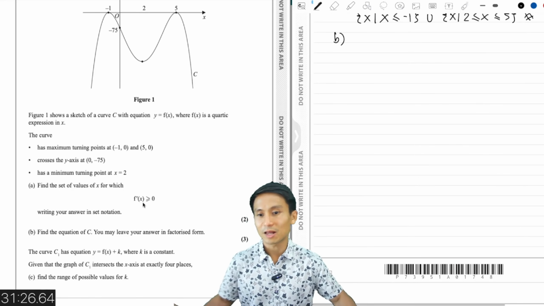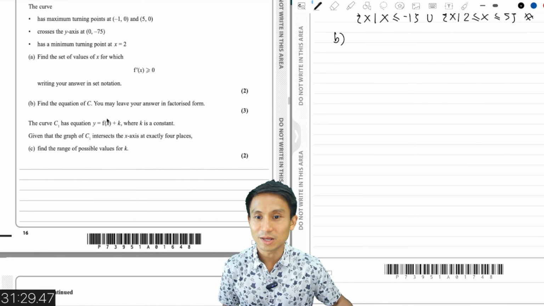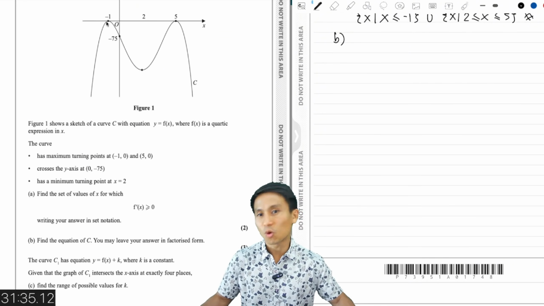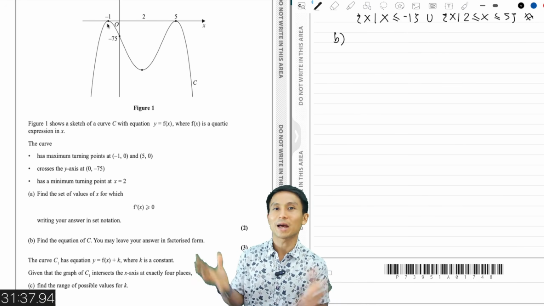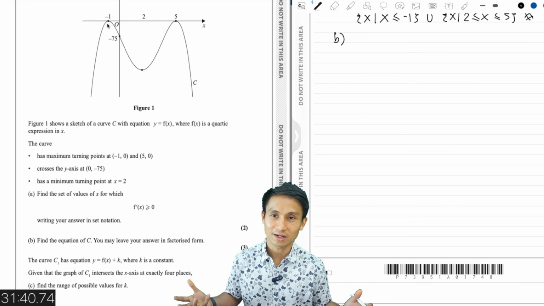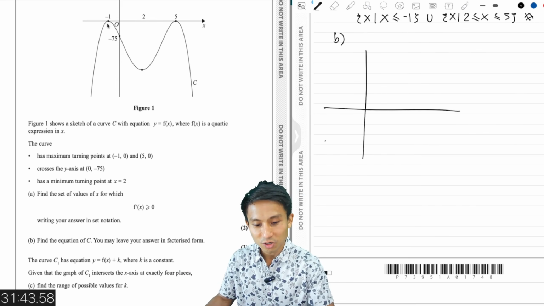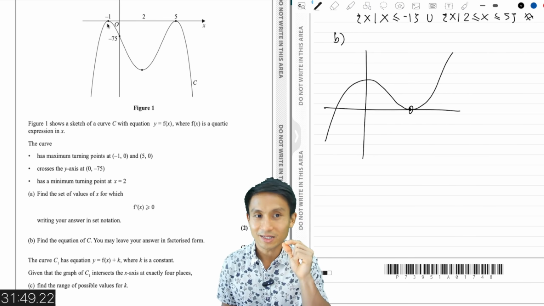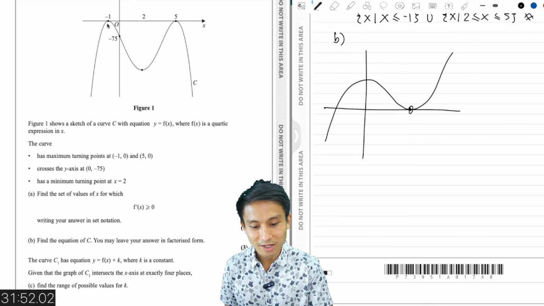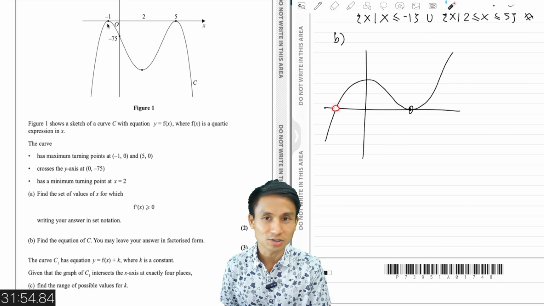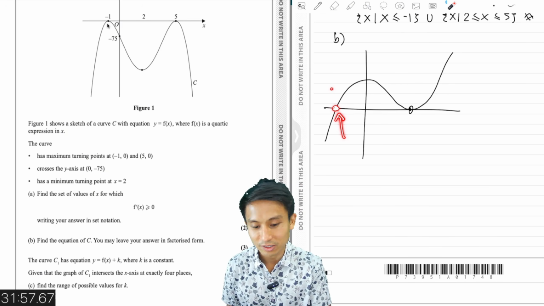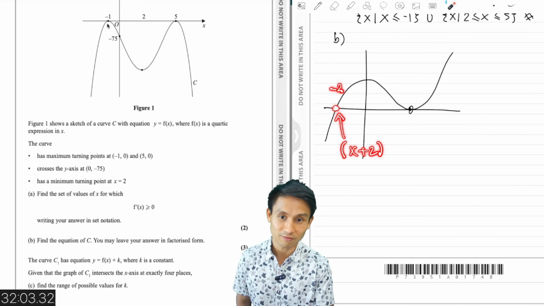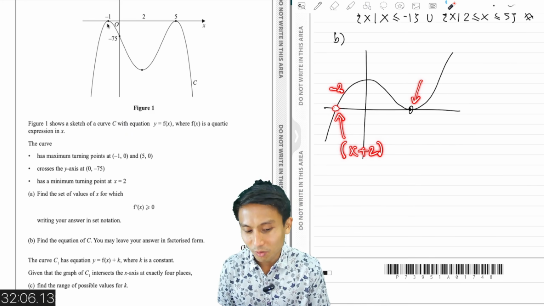Part B, find the equation of C. You may leave your answer in factorized form. Okay, easy now. Let's go back to a simpler one like a cubic. We know that when the line crosses the x-axis, that's going to be one of the roots. For example, if this is -2, you know that one factor is x plus 2 in the factorized form of the function. But what if the turning point is touching the x-axis?